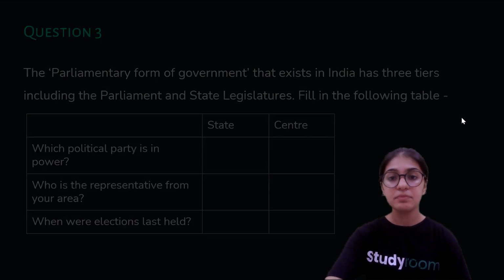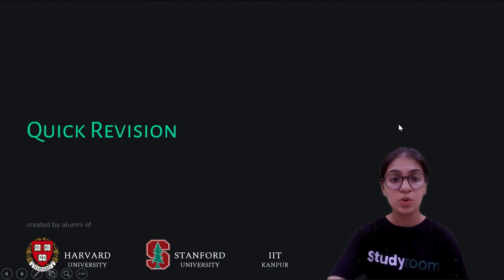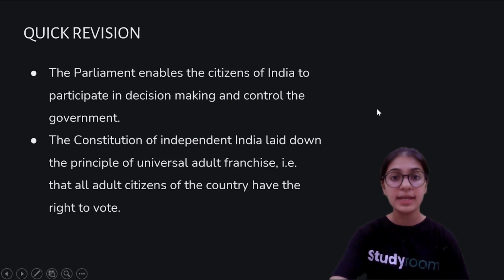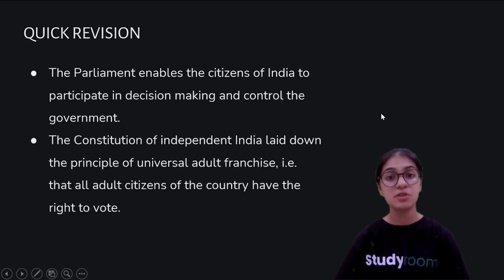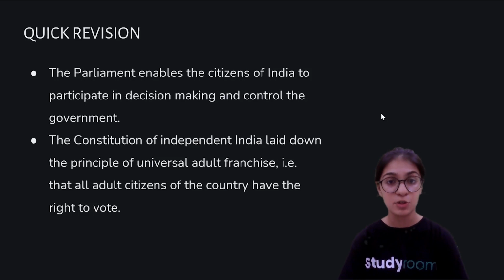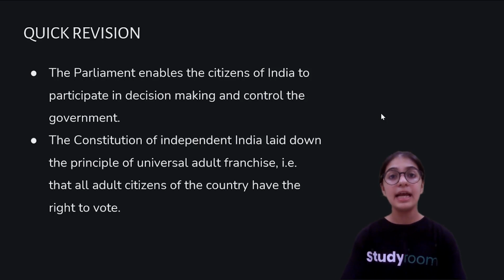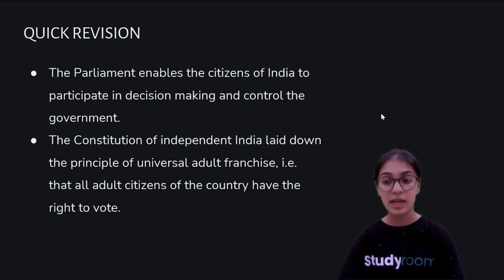Alright, moving on. So this brings us to the end of the chapter, and there's a quick revision for you guys. The parliament enables the citizens of India to participate in the decision making and control the government. As I explained, each and every citizen has been given the right to vote, which indirectly involves them in the decision making process, since they are the ones who have elected the representatives, and those representatives further make the laws in the parliament.